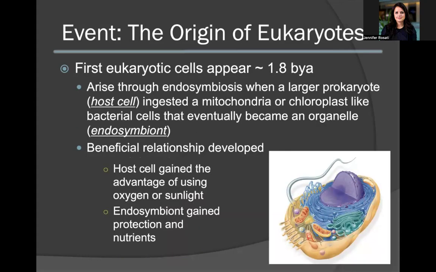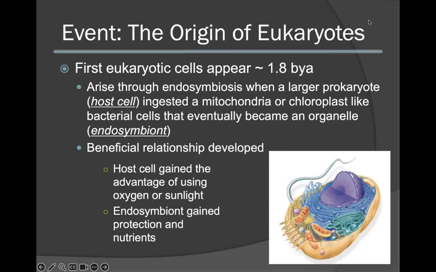Shortly after the oxygen revolution, we note the first eukaryotic cells begin to appear within the fossil record around 1.8 billion years ago. It is hypothesized that these eukaryotic cells arose through the process of endosymbiosis, when a larger prokaryote ancestral cell, or host cell, ingested a mitochondrial or chloroplast-like bacterial cell. Eventually, this bacterial cell became an organelle within the host cell, now termed an endosymbiont.